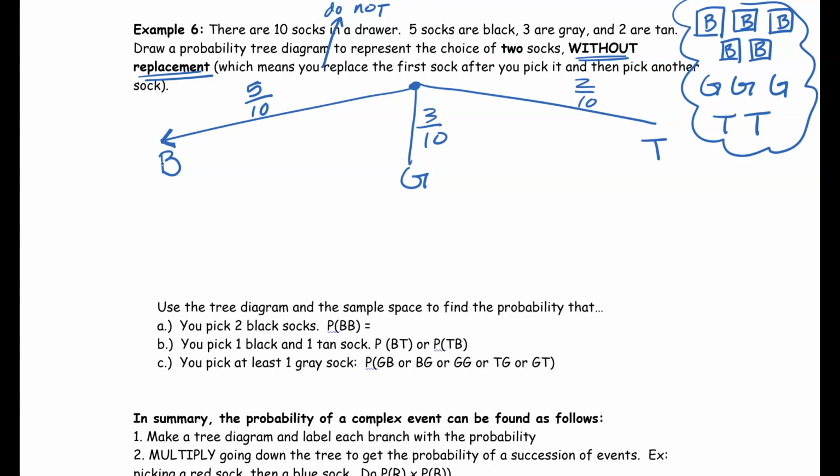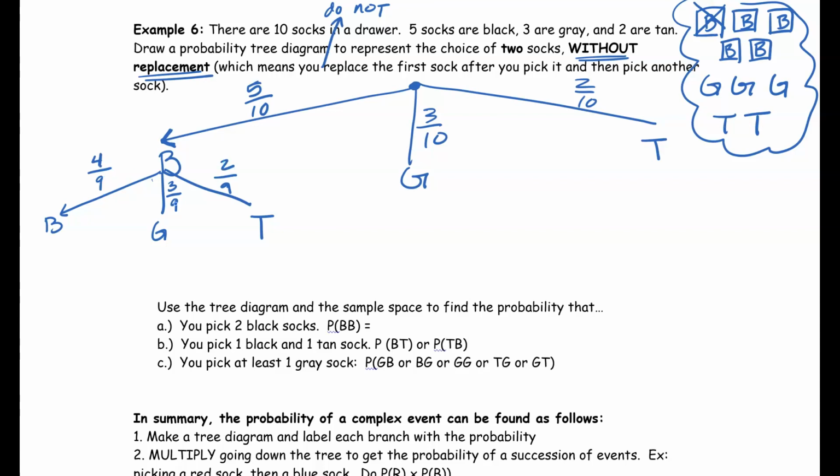So I go down this first branch. If I pick a black first, so that would be like me crossing this off here. I picked a black first. So now what are my choices? Well, I could pick another black, I could pick a gray, or I could pick a tan. Well, if I pick another black, then there are 9 socks now because I already picked a black. So there are 9 socks total. So all of these are going to be out of 9. There are 1, 2, 3, 4 blacks left because I already picked one. There are 3 gray, and there are 2 tan.